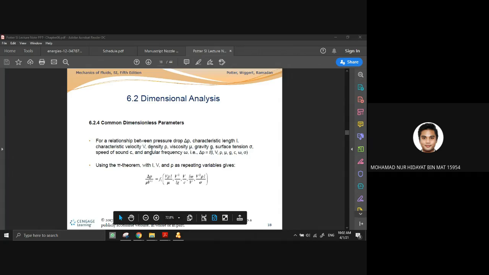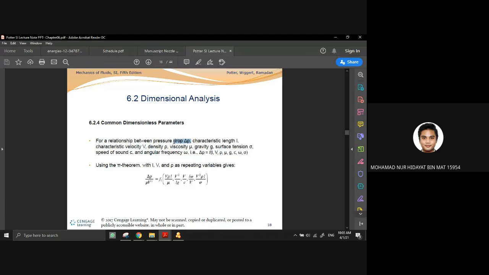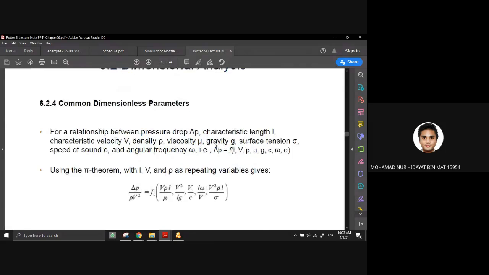Okay, so here is the common dimensionless parameter for the relationship of the pressure drop. Remember the pressure drop is the dependent variable, a function of characteristic length, characteristic velocity, density, viscosity, gravity, surface tension, speed of sound, angular frequency omega. This can be expressed as the change of pressure, the pressure drop, equal to a function of L, velocity, density, mu, gravity, speed of sound, angular frequency, and sigma.